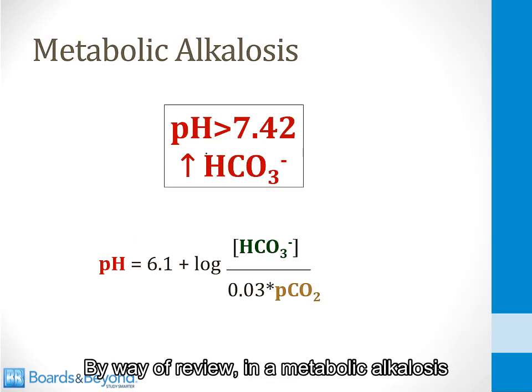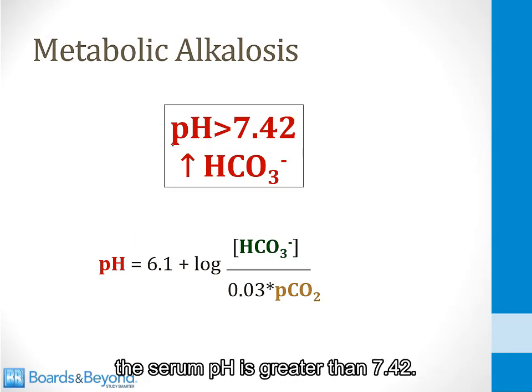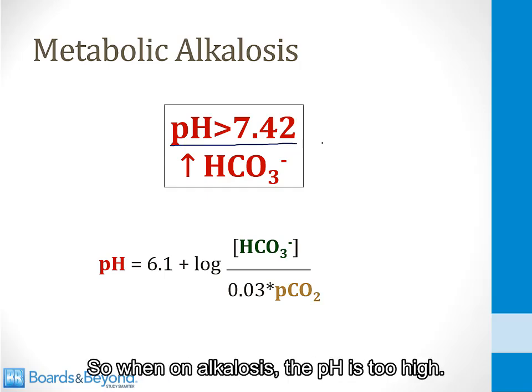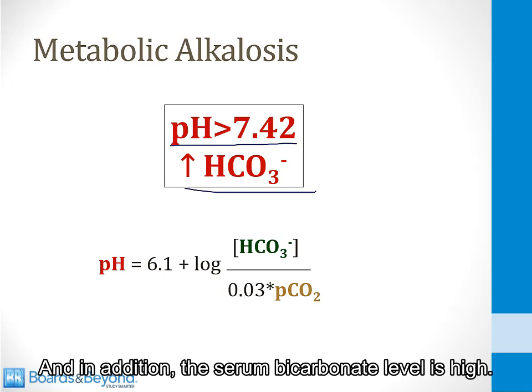By way of review, in a metabolic alkalosis, the serum pH is greater than 7.42. The normal range for pH is 7.37 to 7.42, so in an alkalosis the pH is too high, and in addition the serum bicarbonate level is high.